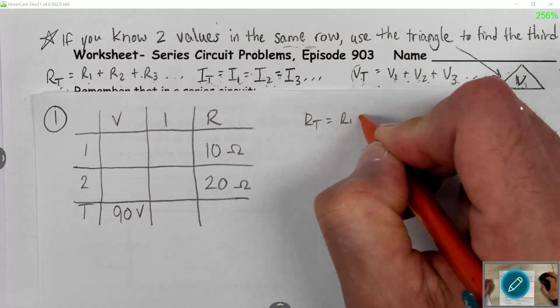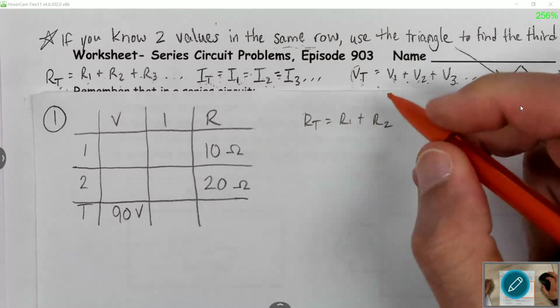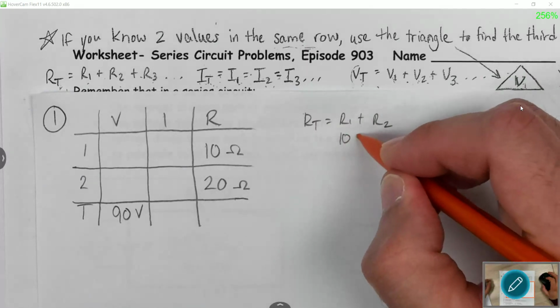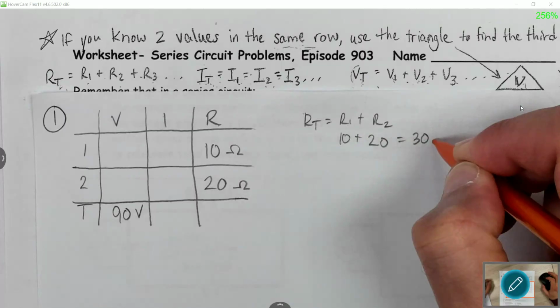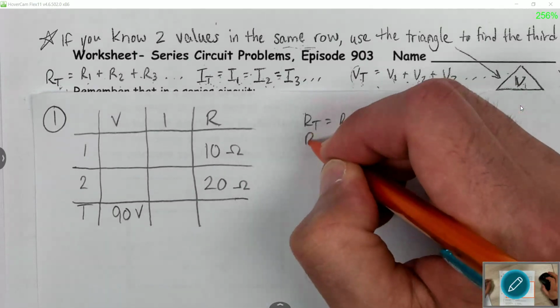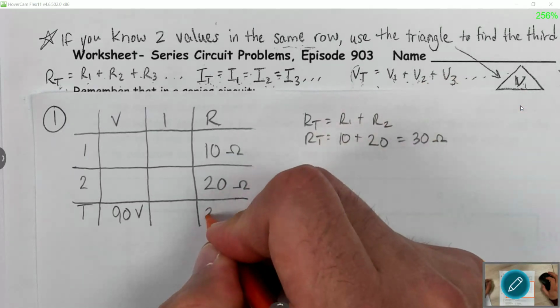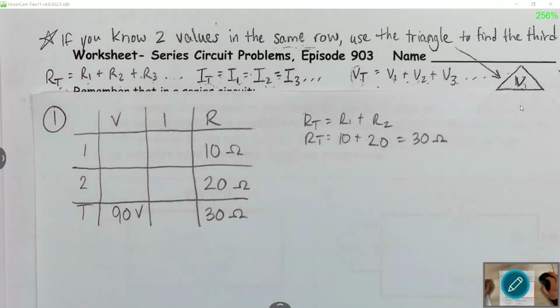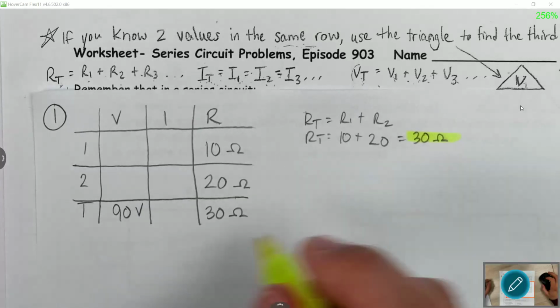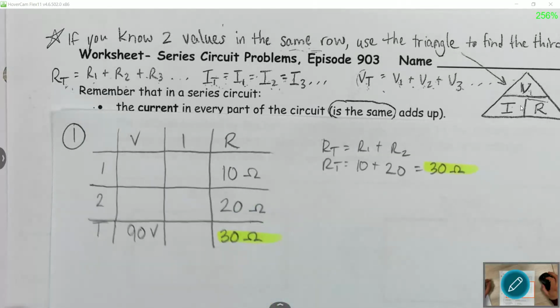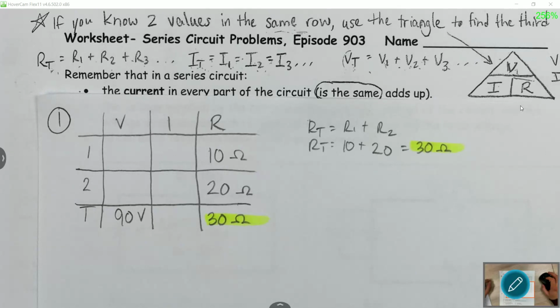So RT is going to equal R1 plus R2, and that is going to equal 10 plus 20. 10 plus 20 is equal to 30 ohms as our total resistance. So we can take that 30 here and put it here. Once we have that, boom, we've got that completed.